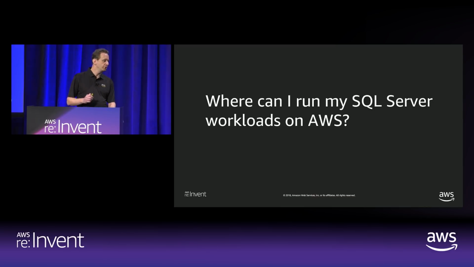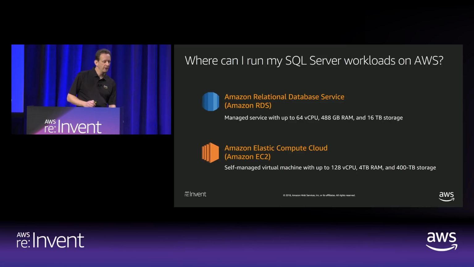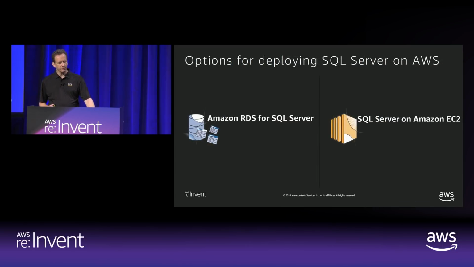In terms of doing this on AWS, we're going to be talking about two specific services, and that is Amazon RDS and Amazon EC2. Amazon RDS is our managed service for relational databases, and of course Amazon EC2 is our virtual machine service, not specifically for relational databases, but for anything that you can run on a VM. So we'll start out by talking about RDS.